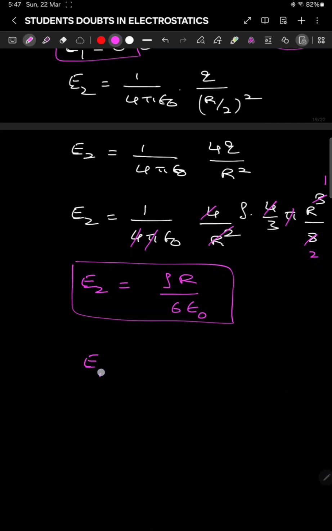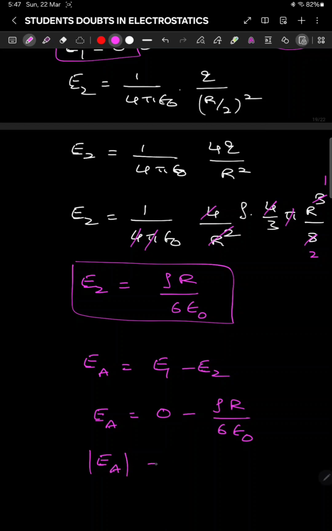So net electric field at A will be equal to E1 minus E2. So E1 is 0, we know. E2 value is rho R by 6 epsilon naught. So from this I can find EA magnitude. So EA is minus rho R by 6 epsilon naught.